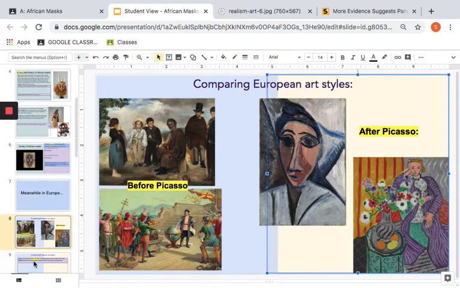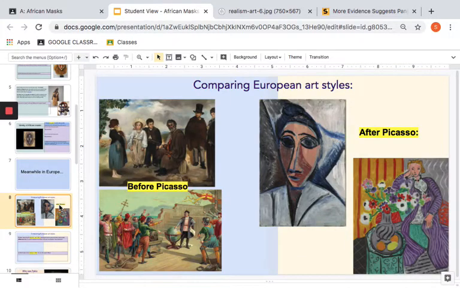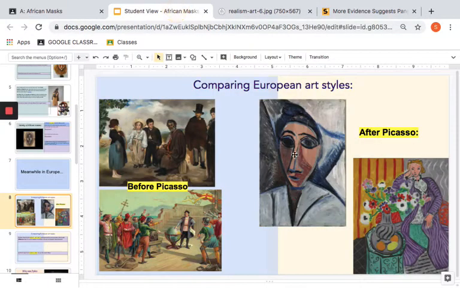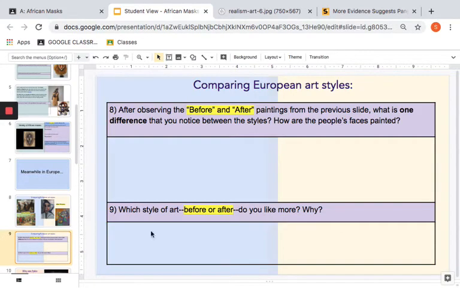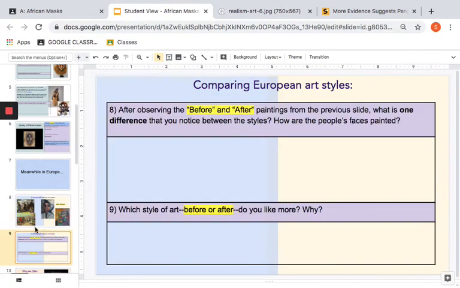I want you on the next slide to compare it. After observing the before and after paintings from the previous slide, what is one difference that you notice between the styles? How are the people's faces painted? At least pay attention to the faces, how they vary from this to what we see here. Then tell me, which one do you like more? Do you like the ones that look more real? Do you like the ones that look like this? Just tell me which one you like more and why. Very simple.